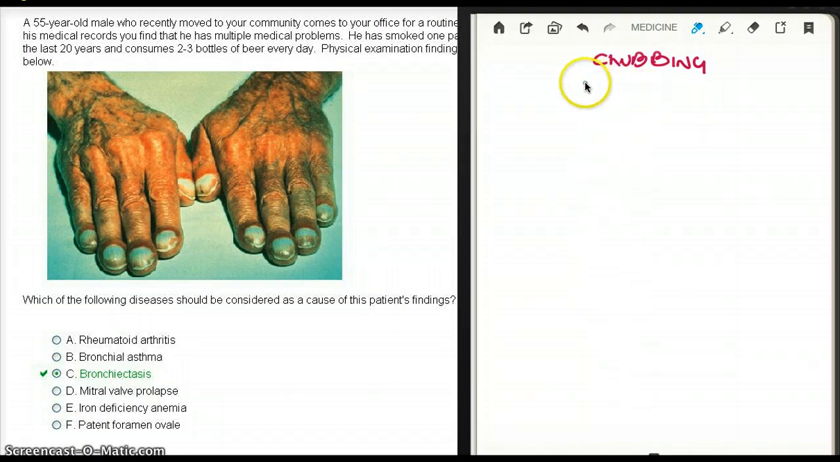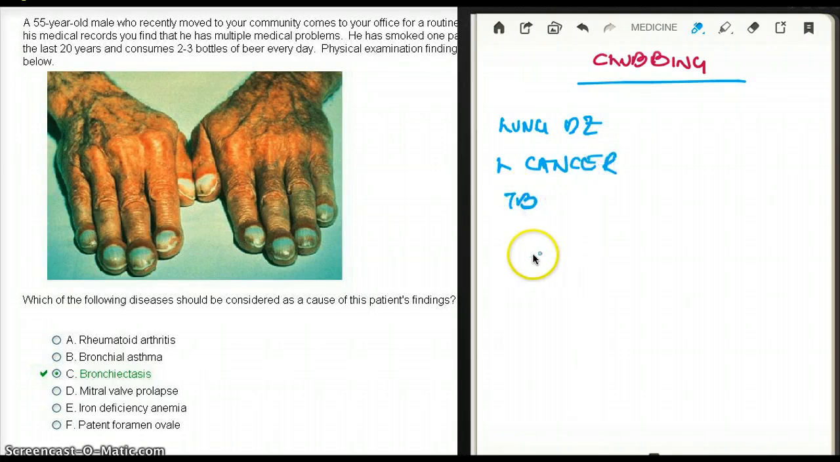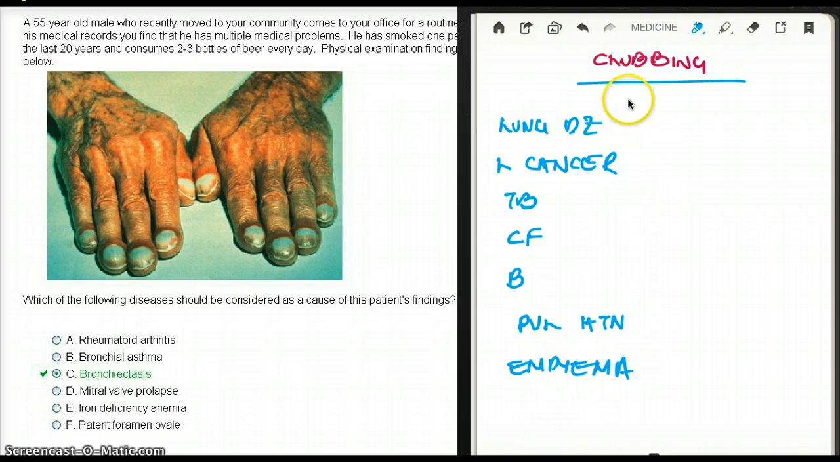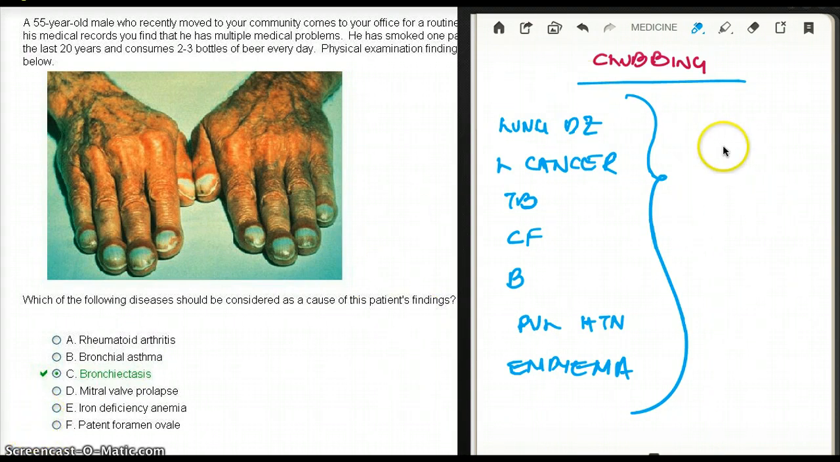Okay, so I want to take this opportunity to talk a little bit more about clubbing and where we really see clubbing. We see digital clubbing in lung disease, heart disease, and other types of diseases. In the case of lung diseases, we are going to see clubbing in lung cancer. We're going to see it in TB. We're going to see it in cystic fibrosis. We're going to see it in bronchiectasis, pulmonary hypertension, and empyema. These are the diseases in the lungs where we are going to see clubbing. Just in case you were not sure which diseases really cause clubbing. So is the lung the only organ system which can cause clubbing? Absolutely not. Even heart diseases can cause clubbing as well.